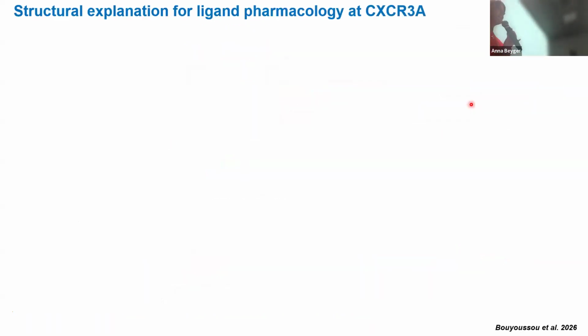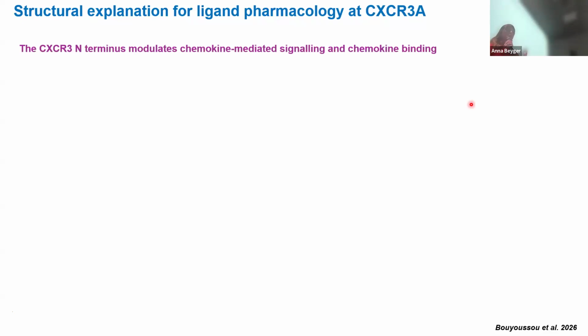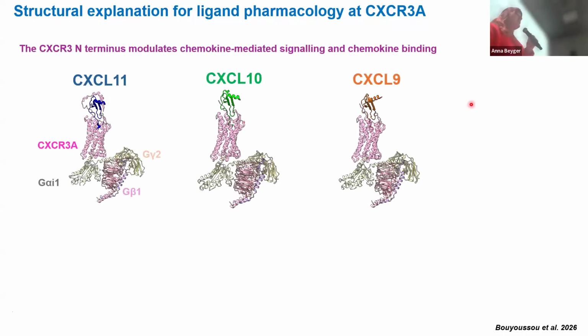So we looked into the literature, and there are actually some structural explanations to help us deduce why the ligand pharmacology at CXCR3A is what we observe. There are 2 major factors that contribute to it. The first is that the CXCR3 N-terminus itself can modulate chemokine-mediated signaling and binding. What we can see from structures here is that the N-terminus of CXCR3A wraps itself around CXCL11 and forms more stable interactions. However, by cryo-EM, the N-terminus with these other 2 ligands wasn't really resolved, potentially indicating that there could be some conformational flexibility in that interaction.